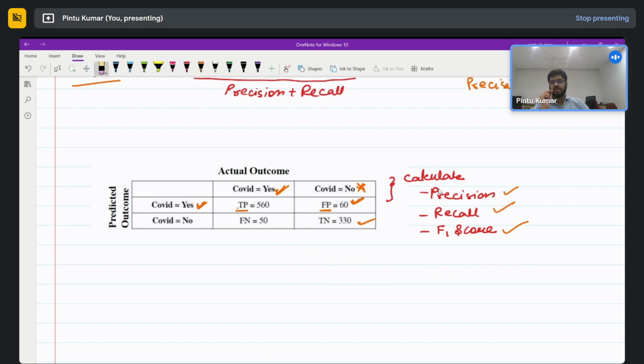The sum of a column would mean that you are summing up the number of true positives plus false negatives. False negative means that actually it was of positive class, but it is predicted negative. So the sum would mean the total number of samples which were actually of positive class. Was I clear? Yes, sir. Okay. Thank you.